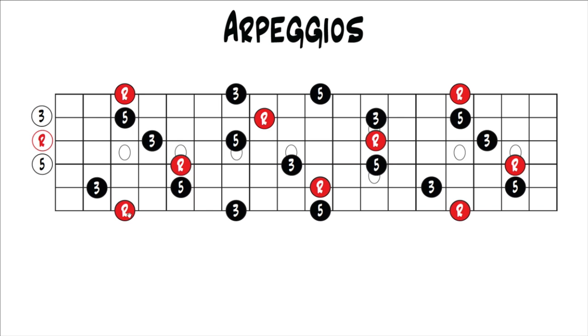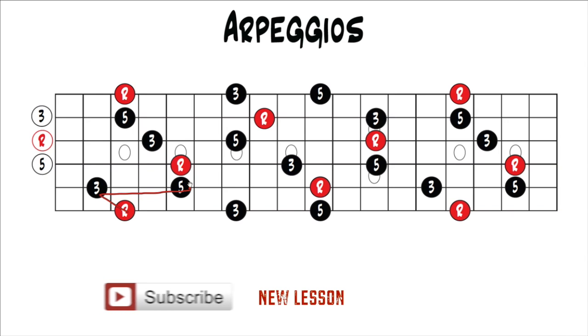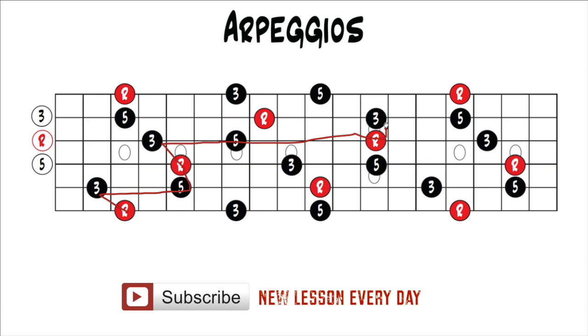So I could go root, 3, 5, root, 3, 5, root, 3, 5, root. I could go root 3 5, root 3 5, root 3 5, root. It doesn't matter. I could just mix it up any way I want, just as long as I played them in order, just like a scale.